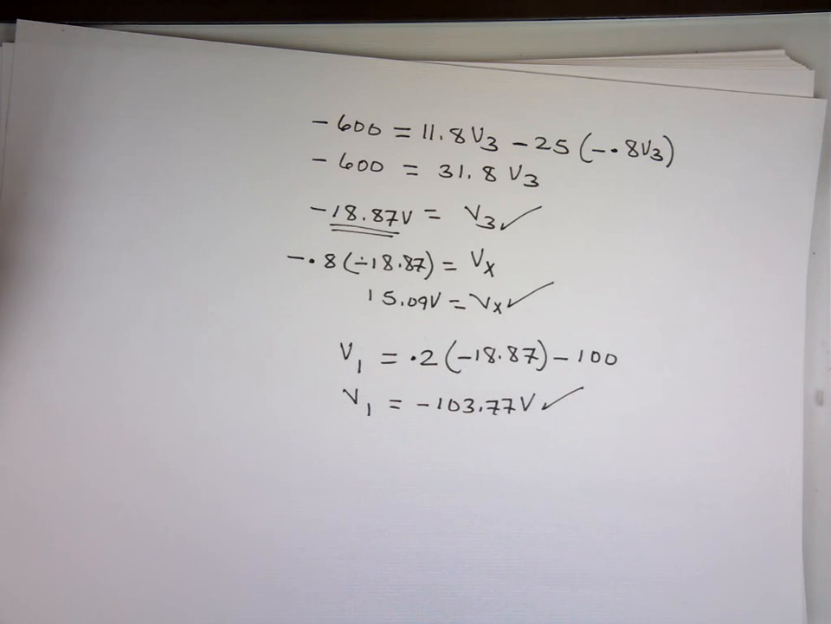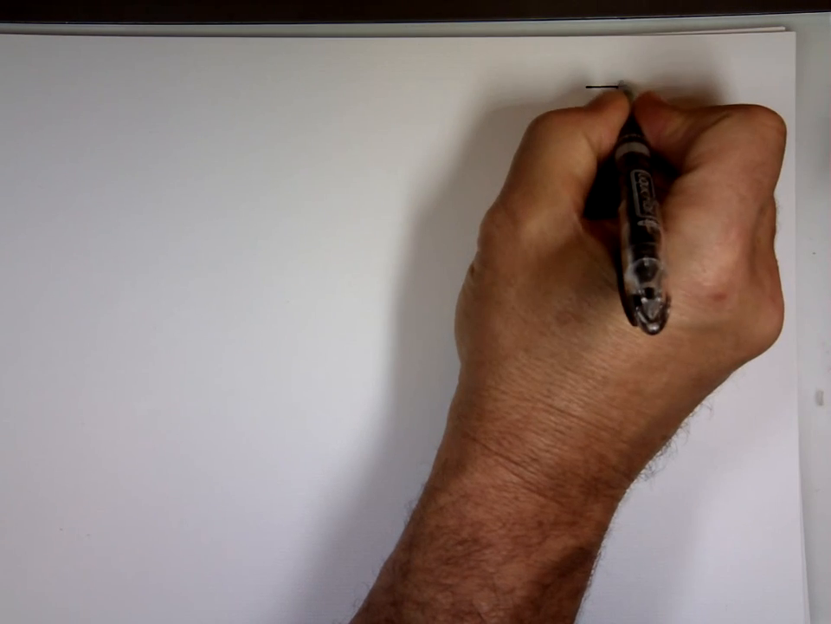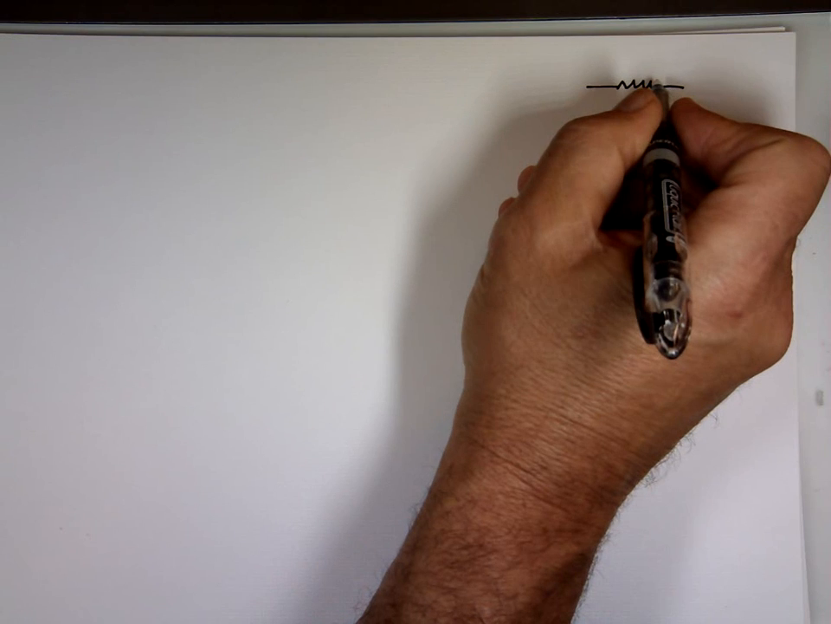Okay. Let's try another one with node analysis. I'll make this one a bit better. It's not that long because I only have 10 minutes. That's another example with a supernode. I start from the right side and go toward the left.